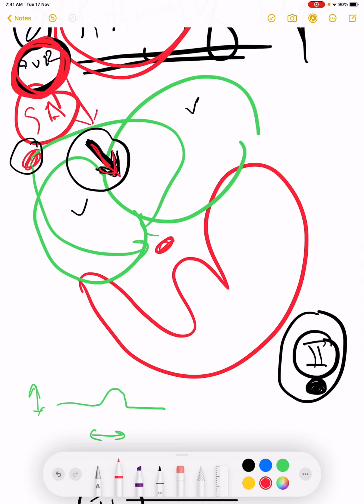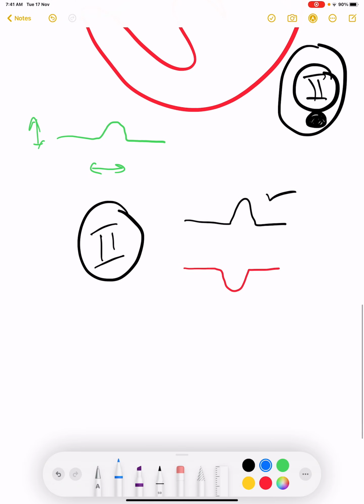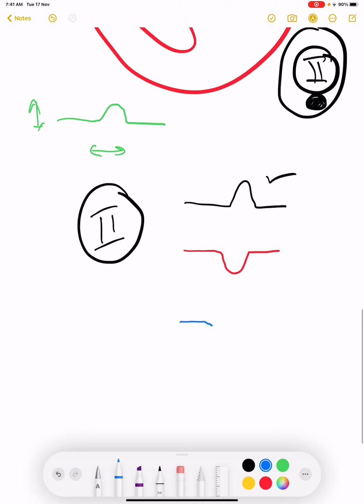And similarly, we know where our chest leads are located over here: V1, V2, V3, V4, V5, V6. V1 is looking directly at a right angle towards this normal pathway, the normal direction of action potential. So that's why in V1 we can see a little bit positive and a little bit negative P wave.